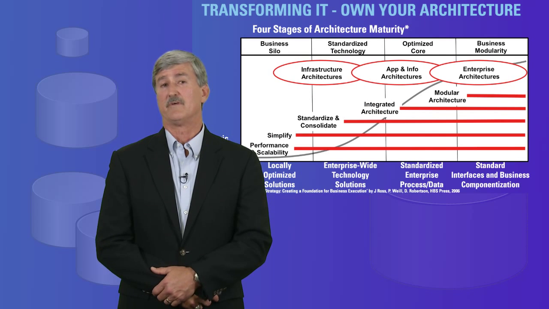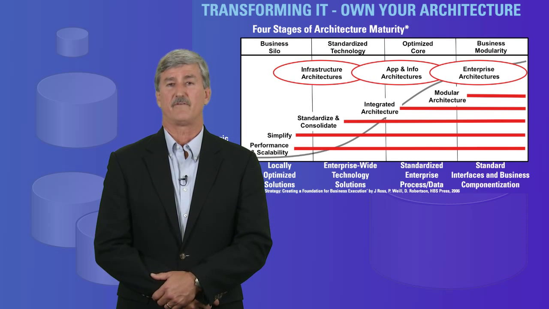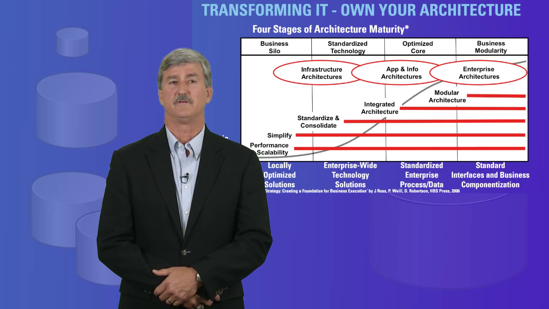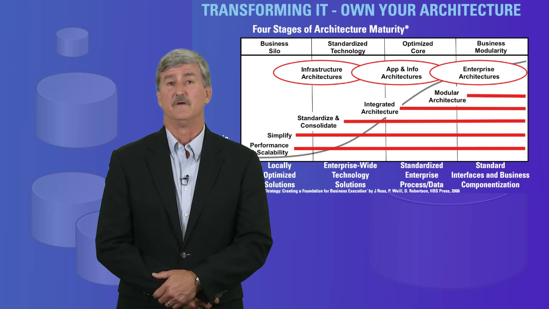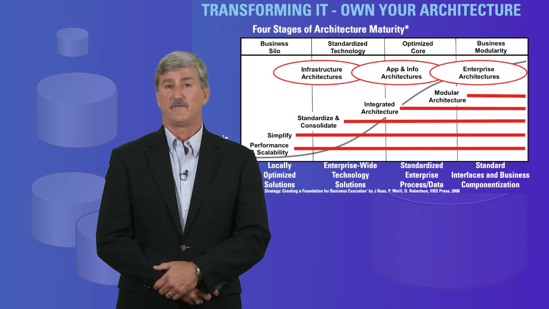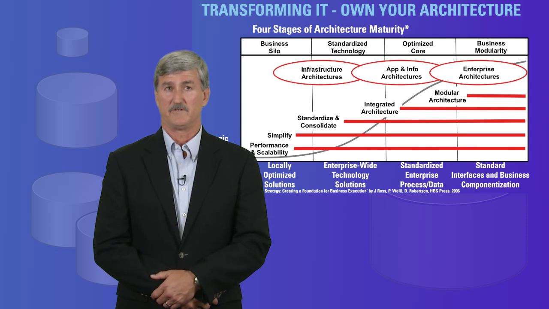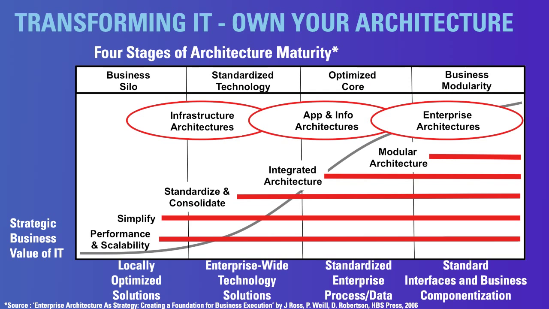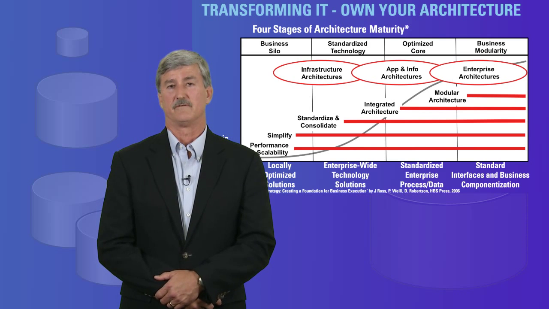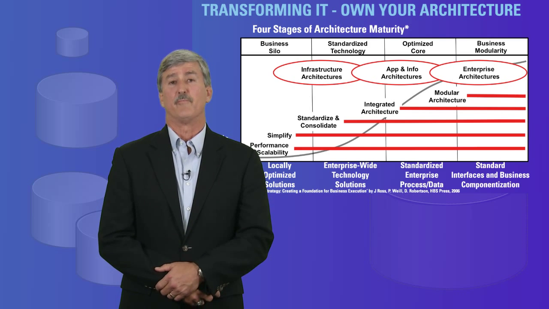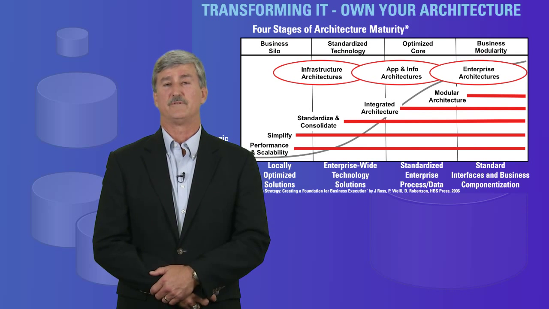So for the rest of the presentation, we're going to talk about these five categories: performance and scalability, simplifying IT, standardize and consolidate, integrated architecture, and modular architecture. Now, the research from Dr. Ross in the Enterprise Architecture Strategy book, where these four architecture maturity stages come from, has shown that you cannot skip stages. This is a maturation process, and each step builds on the previous. So now I'm going to turn it over to Brad, and he's going to talk about performance and scalability.